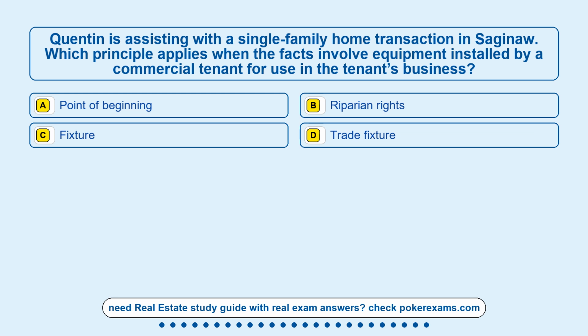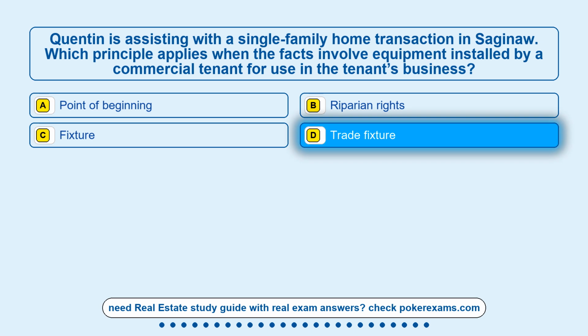Question 1. Quinton is assisting with a single-family home transaction in Saginaw. Which principle applies when the facts involve equipment installed by a commercial tenant for use in the tenant's business? Option A, point of beginning. Option B, riparian rights. Option C, fixture. Option D, a trade fixture.